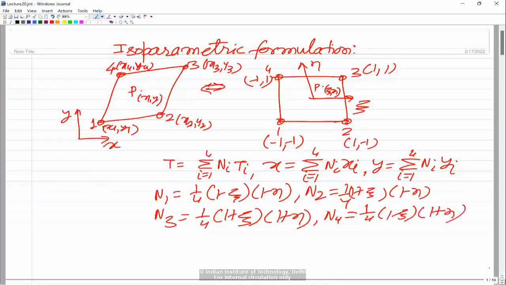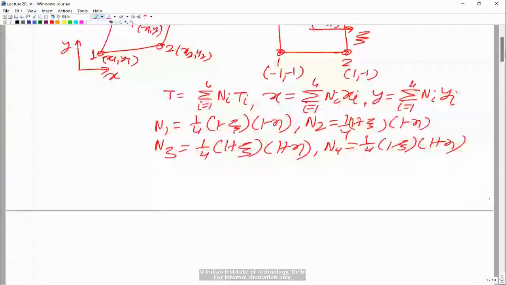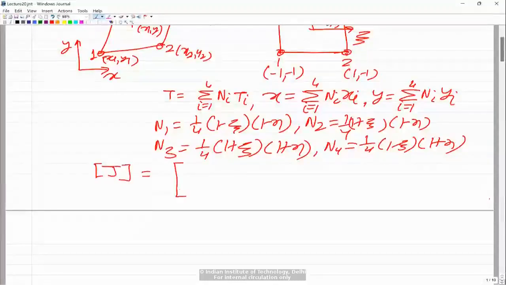So in a nutshell, this is what we discussed in the last class. I also introduced the concept of the Jacobian matrix. I am just summarizing what we did in the last class, not in detail. So we said the Jacobian matrix is given by del x by del xi, del y by del xi.